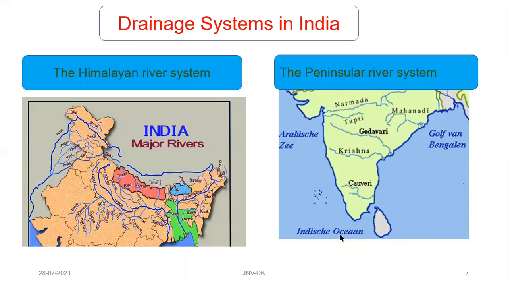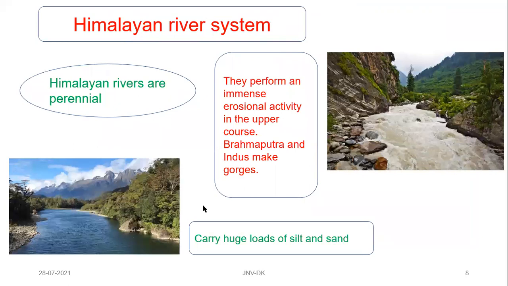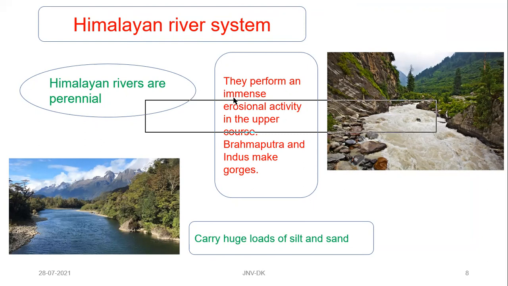The drainage systems in India, we have two major groups: the Himalayan rivers and the Peninsular River system. These are the two drainage systems that we have in India. The Himalayan river systems are perennial rivers. They perform an immense erosional activity in the upper course. Brahmaputra and Indus make gorges over here. They carry huge loads of silt and sand with them.